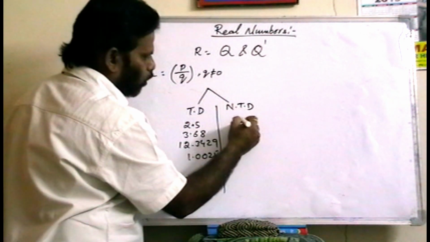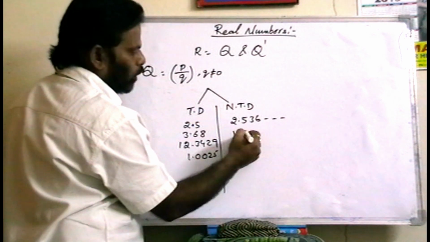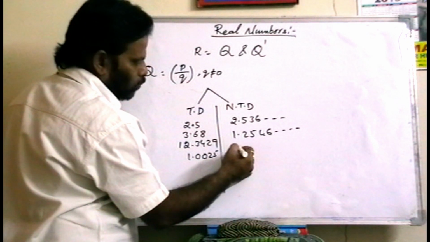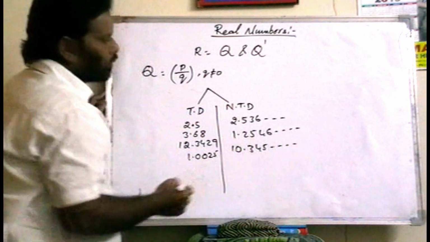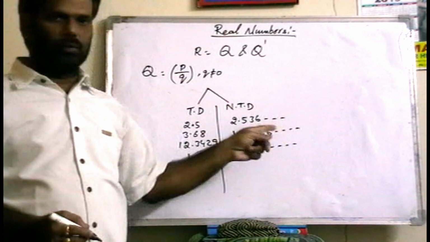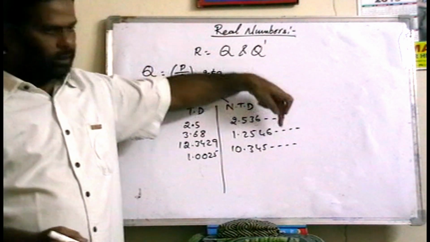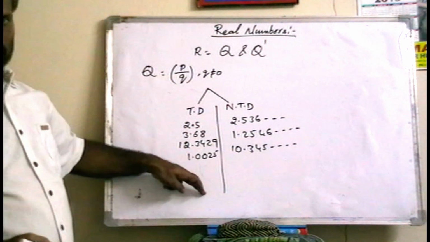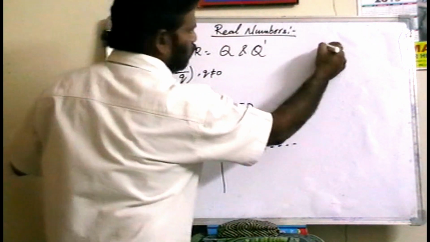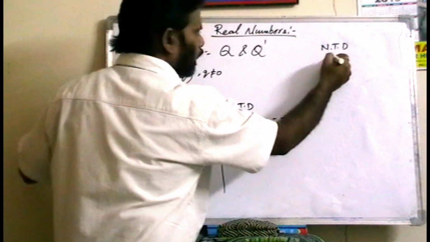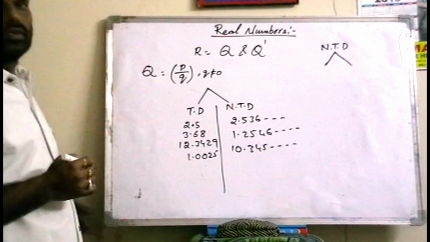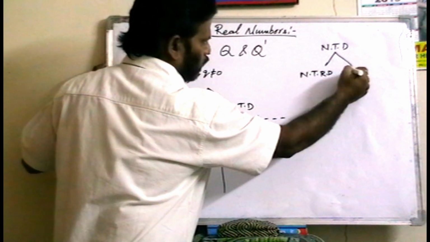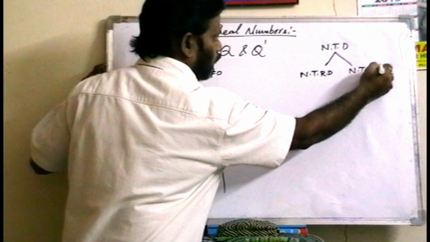For example, 2.536 and so on, 1.25468 and so on, 10.345 and so on. These are non-terminating decimals because the digits do not end. Therefore, these are non-terminating decimals, and those are terminating decimals. Again, non-terminating decimals are of two types: non-terminating recurring decimals and non-terminating non-recurring decimals.